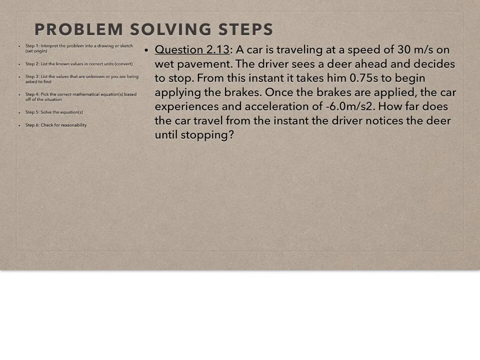Okay. This one is a hard one to think about, but essentially we're going to say there are two things going on. First, the car is traveling at a speed of 30 meters per second. All right? The driver sees a deer. While he is processing that thought, before he starts braking, during that time, the car is still going 30 meters per second. Okay. He begins to brake. Now he has a negative acceleration, right? And that acceleration is negative 6 meters per second squared.